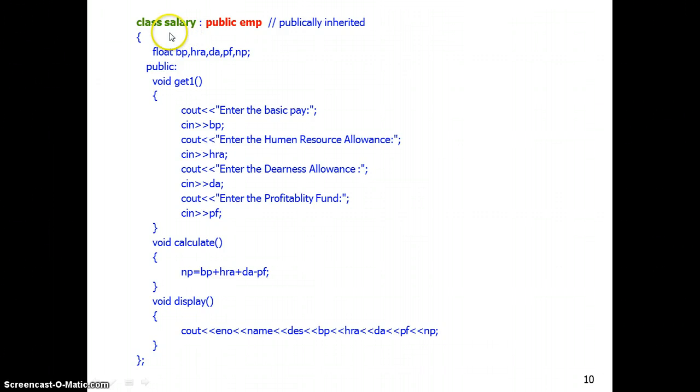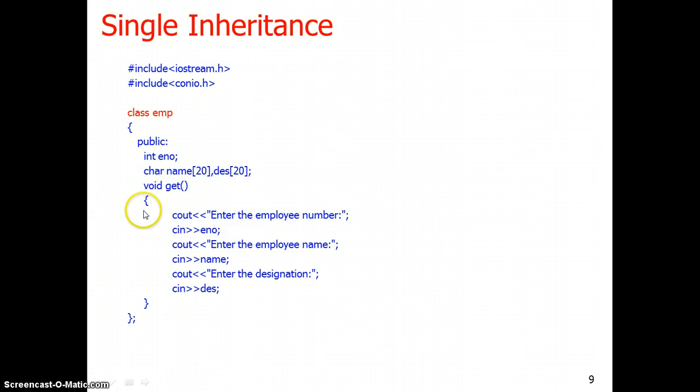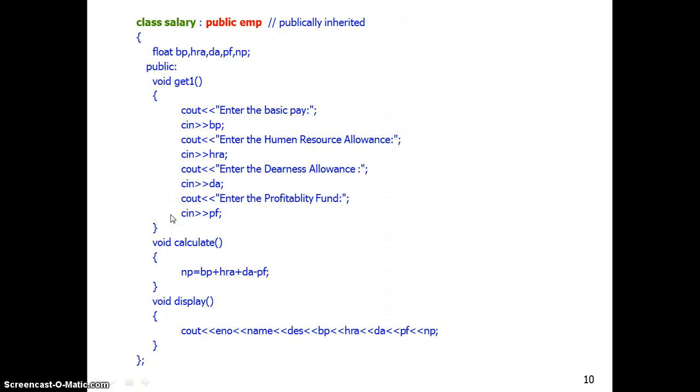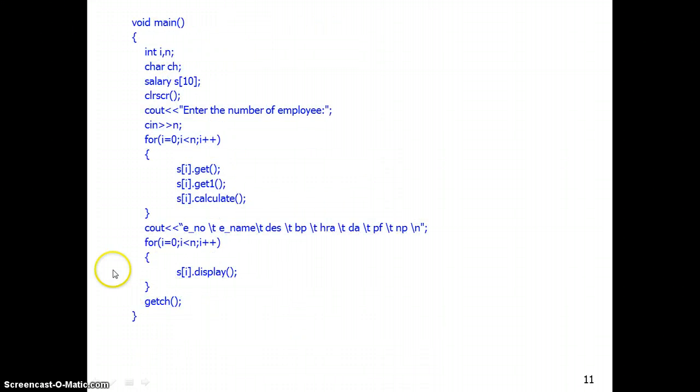So salary is a subclass which is derived from the superclass called employee with the visibility mode public. In which we have the properties of the base class which is created already. These class properties can be inherited to this subclass called salary, which contains the details of the base class. In this subclass, we calculate the net salary, net pay, by adding basic pay, HRA, DA, and subtracting the PA. And at last, the display method is used to display the content.